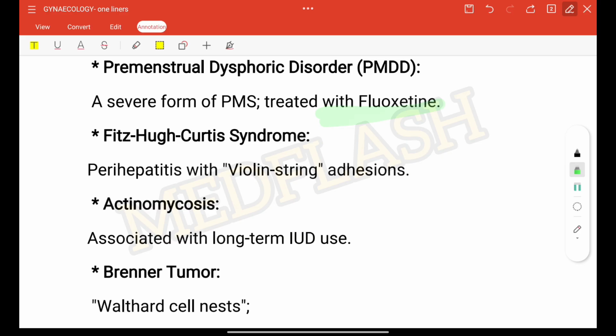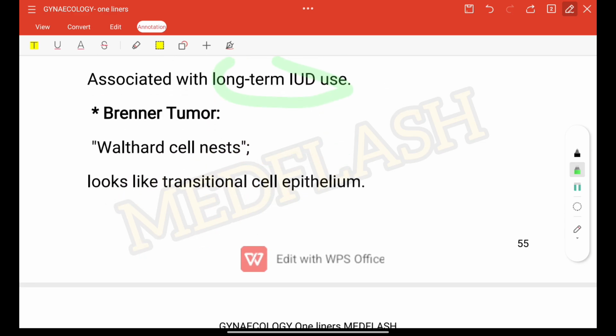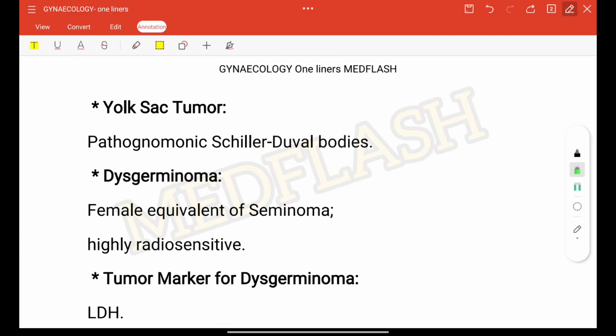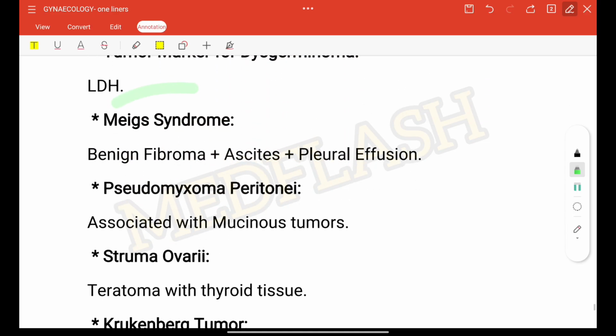Fitz-Hugh-Curtis syndrome, perihepatitis with violin string adhesions. Actinomycosis associated with long-term IUD use. Brenner tumor, Walthard cell nest looks like transitional cell epithelium. Yolk sac tumor, pathognomonic Schiller-Duval bodies. Dysgerminoma, female equivalent of seminoma. Dysgerminoma is highly radiosensitive. Tumor marker for dysgerminoma is LDH. Meigs syndrome, benign fibroma plus ascites plus pleural effusion.